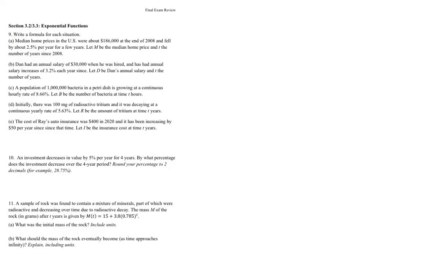Okay, looking at question 9a here, I'm going to write a formula for each situation. Question 9a says median home prices in the U.S. were about $186,000 at the end of 2008 and fell by about 2.5% per year for a few years. So let M be the median home price and T the number of years since 2008. So we know that 2008 is T equal to 0.